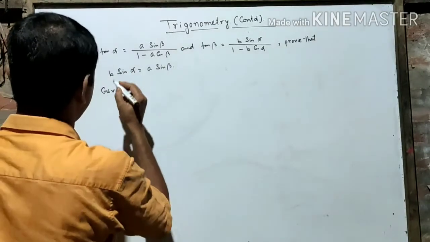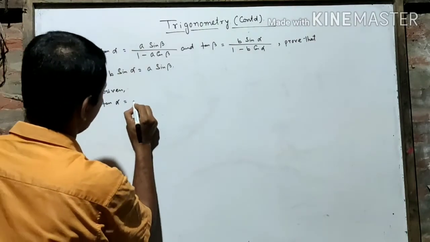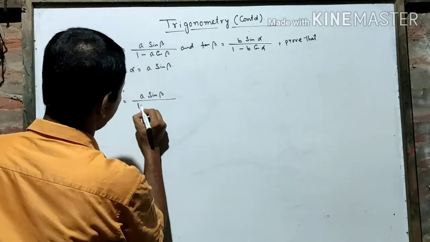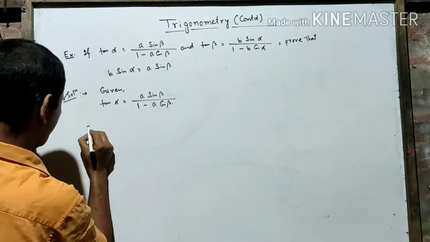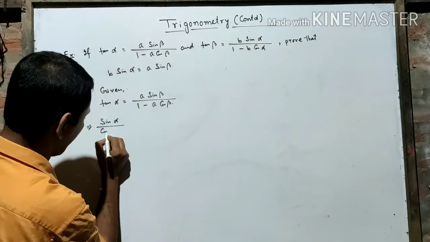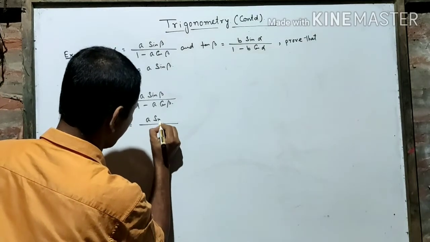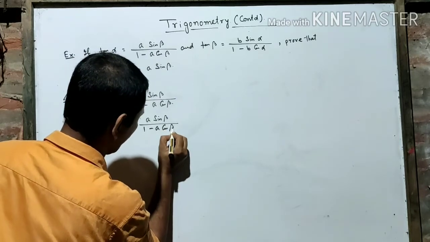So given, let us see what does it tell us. Tan alpha is equal to a sin beta divided by 1 minus a cos beta. And as you know, tan alpha is nothing but sin alpha by cos alpha is equal to a sin beta divided by 1 minus a cos beta.